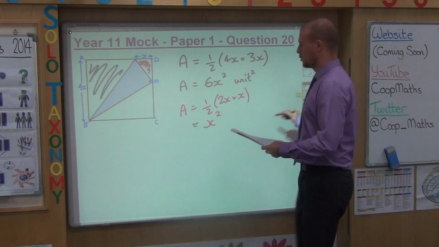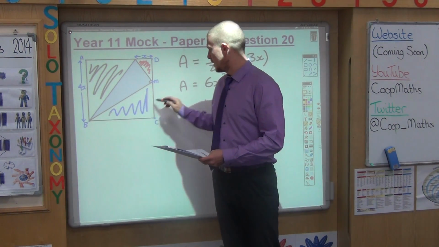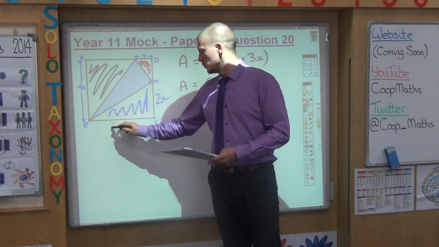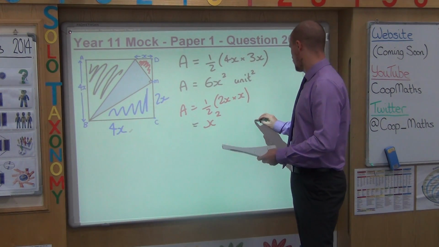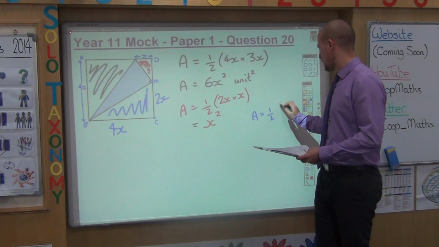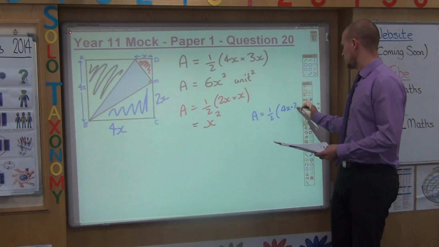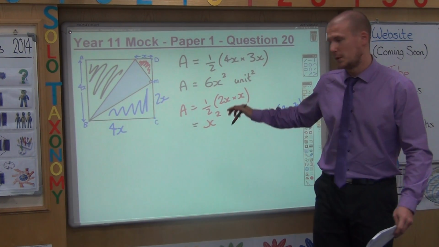And finally, blue bit. This length we've got is 2x, this length we've got is 4x, half of those two, half of 4x times 2x. Just pause there for a moment.